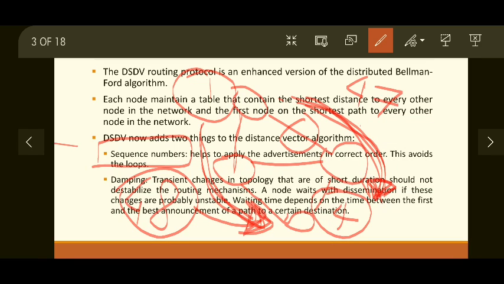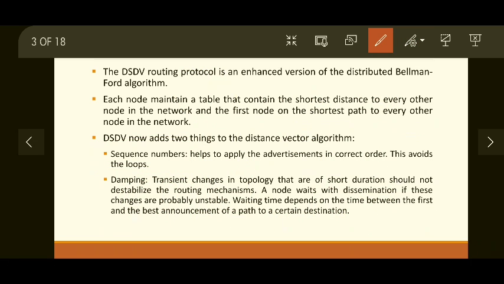So in order to apply a correct decision, node 4 should know which is the first advertisement which should be replied first and which is the last advertisement which should be replied last. So sequence number helps in deciding that. The second factor that is added by DSDV is damping.